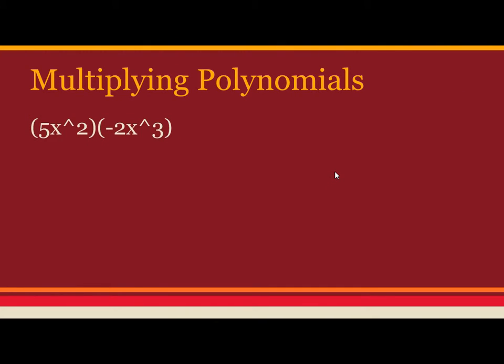And then with multiplying, you would just distribute. This one, it's easier. It's negative 2x to the third. You just multiply them like normal numbers. So you get negative 10x to the, because you just add the exponents when you multiply.